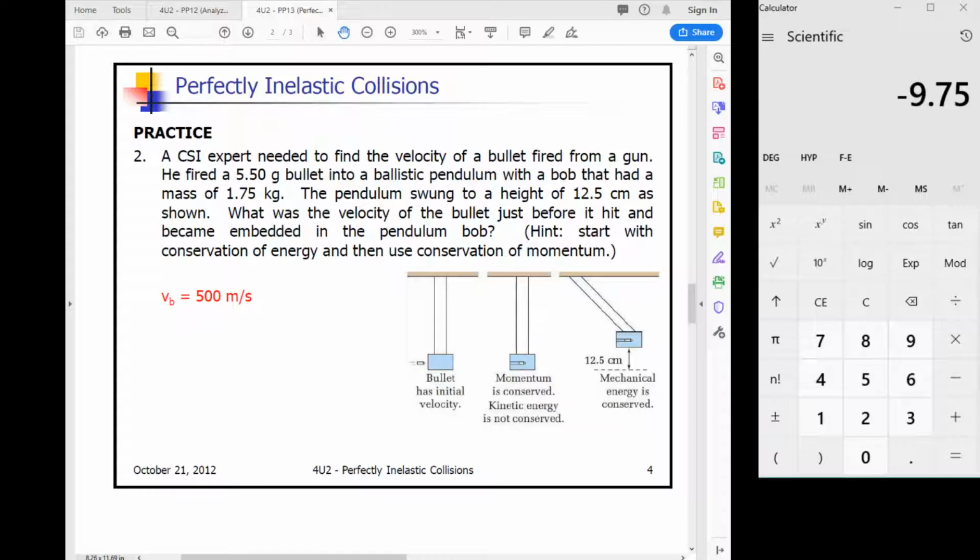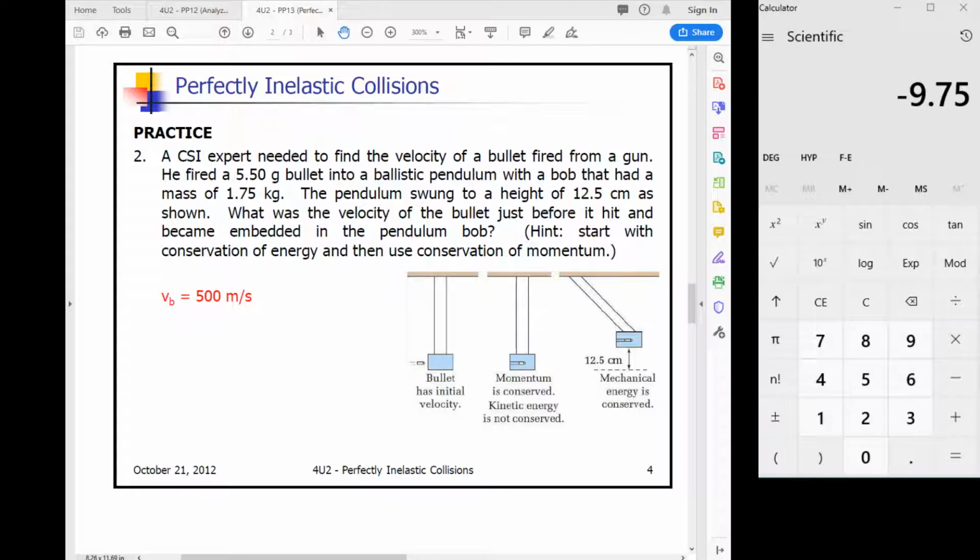What we'll do in this case, we have our mass of our bullet is 5.5 grams. Write that down as its kilogram value. Our mass of our block is 1.75 kilograms. Our initial velocity of the block is 0. Our initial velocity of the bullet is what we need to solve for. But we have the height displacement of the block afterwards is 0.125 meters.